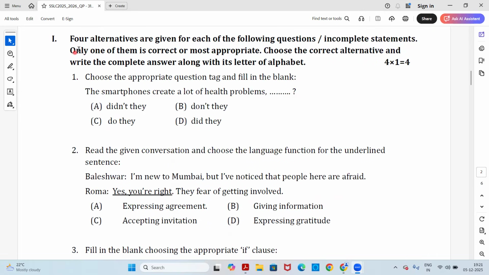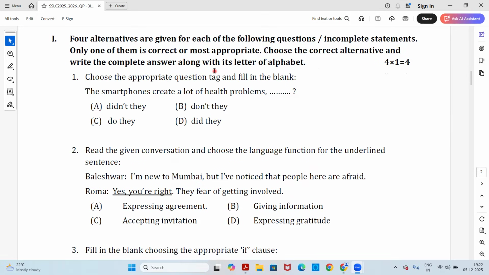Here the first main heading says 4 alternatives are given for each of the following questions or incomplete statements. Only one of them is correct or most appropriate. Choose the correct alternative and write the complete answer along with its letter of alphabet. Now this main is for 4 marks. It has 4 questions. Each question carries 1 mark. As we said, the total marks is given on the right hand side. So it is clearly stating it has 4 questions, 1 mark each. In total, this main consists of 4 marks.